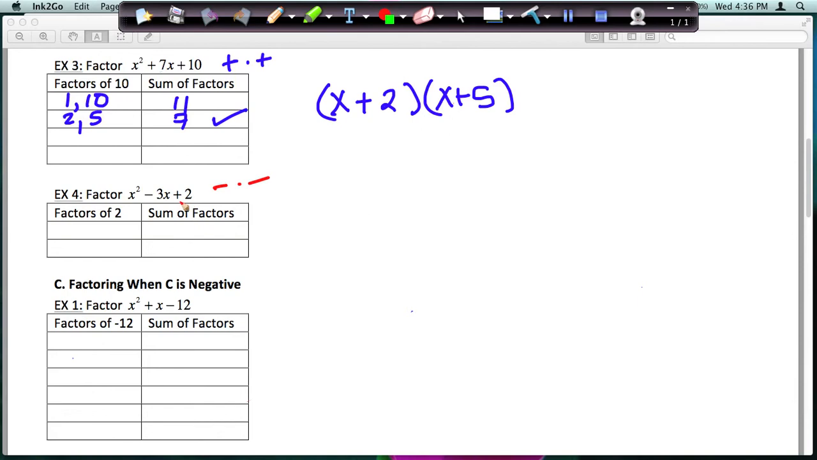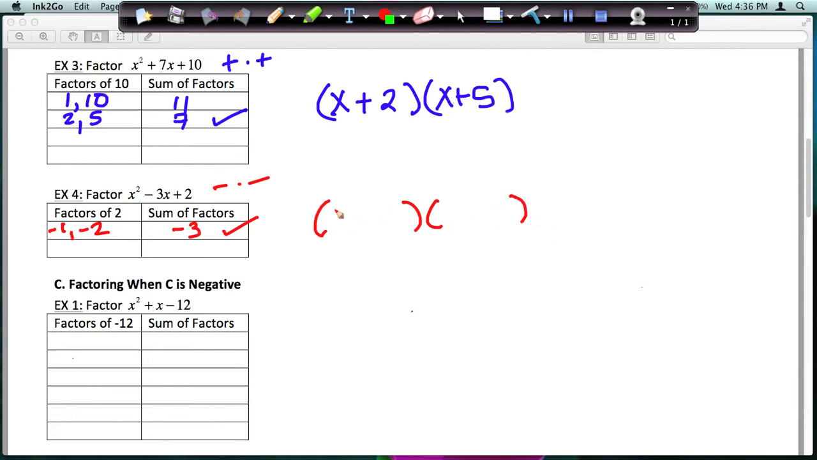So first of all, 2 is prime, so my only option is 1 and 2, but they both have to be negative. So negative 1 and negative 2. And then when you add those, they add to be negative 3, which is what I needed. If this didn't work, then this would be prime. It would not be factorable, because that's my only option. And sometimes quadratics are not factorable, so we can't factor every single one.